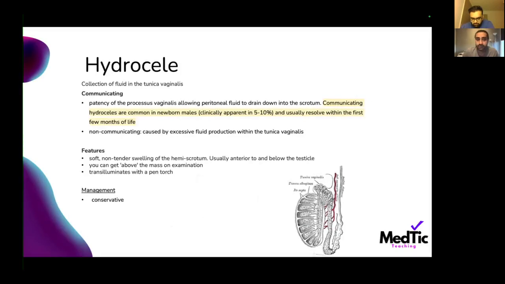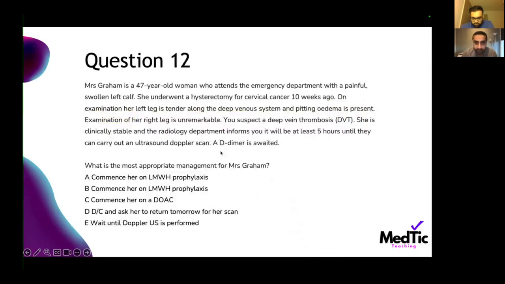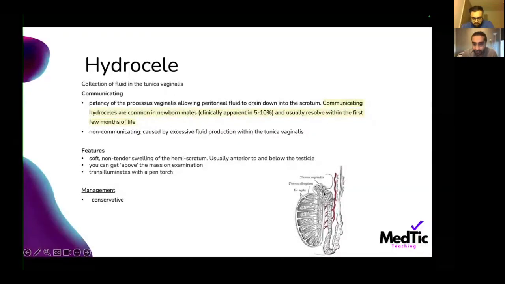and it can be classed into two things. So one is where, especially in younger children, there can be a connection between the peritoneal sac and the tunica vaginalis. I don't know if you can see my screen, but you've got your testes, and then just around the testes or epididymis, you've got the tunica vaginalis that can connect to the peritoneal sac. So that's communicating, where you've got that drainage. It's very common in young boys who are a few months old, 5 to 10%, and it normally resolves by itself. And then you've got non-communicating, which is an increase in fluid production in the tunica vaginalis.